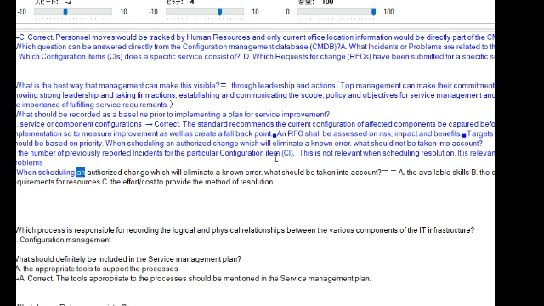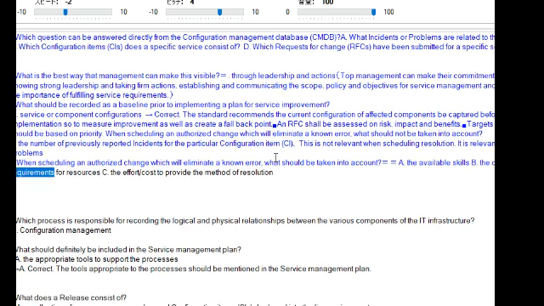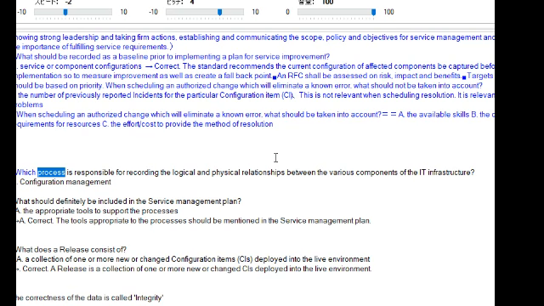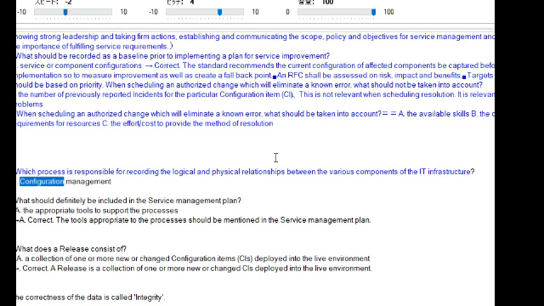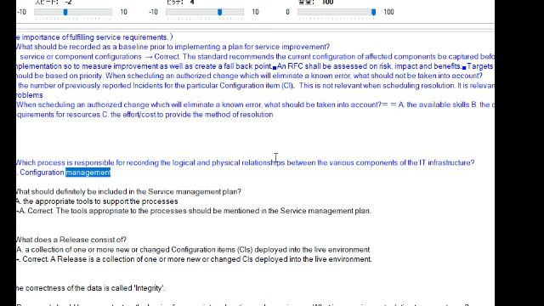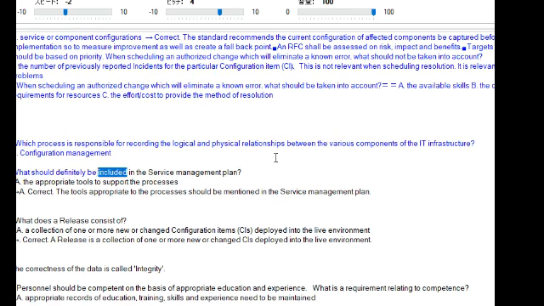When scheduling an authorized change which will eliminate a known error, what should be taken into account? A. The available skills. B. The competing requirements for resources. C. The effort/cost to provide the method of resolution. Which process is responsible for recording the logical and physical relationships between the various components of the IT infrastructure? Configuration management.